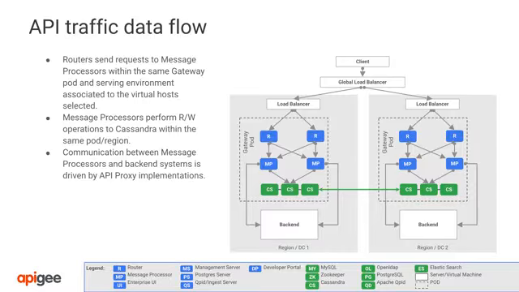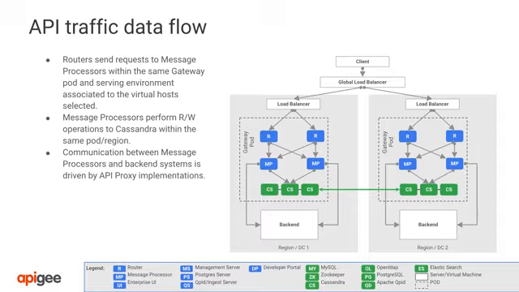Let's use the diagram to illustrate runtime API traffic data flow. An API call initiated by a client application will be directed by the global load balancer to a specific region. All traffic arriving in the region typically passes through a local load balancer before hitting an Apigee router. Once API calls arrive at the router, they will remain in the same region.